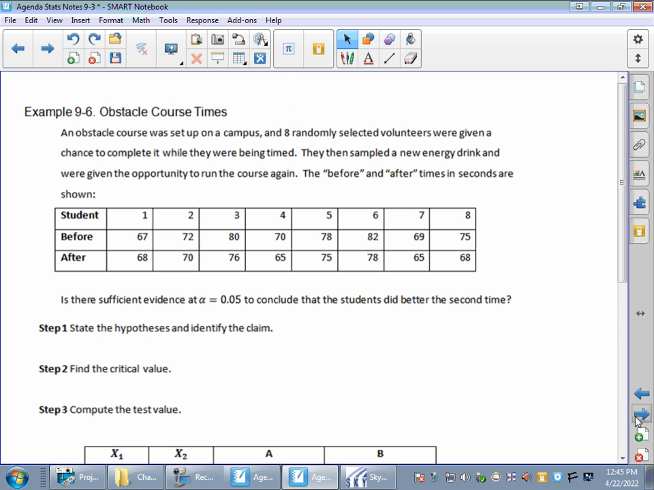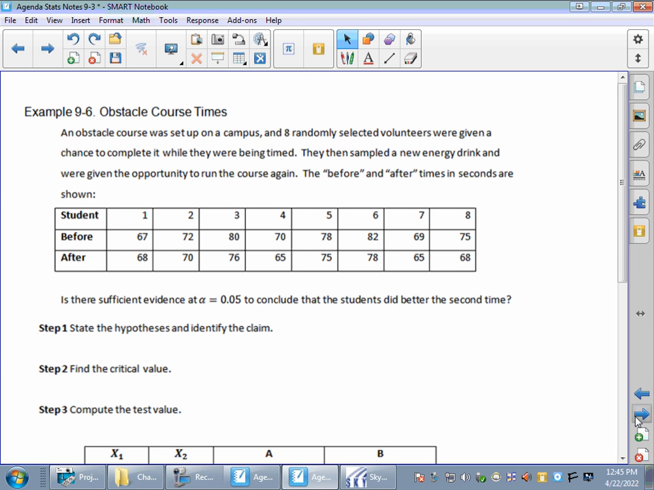Obstacle course time. So this is like one of those pre and post types of things. An obstacle course was set up on a campus and 8 randomly selected volunteers were given a chance to complete it while they're being timed. Then they sampled this fabulous new energy drink and were given the opportunity to run the course again.